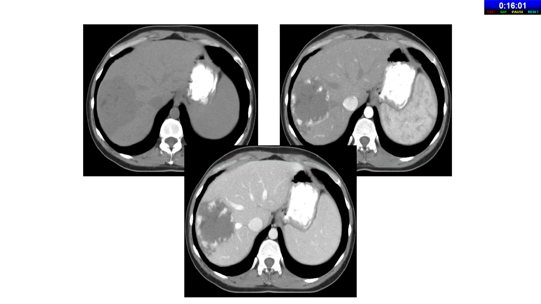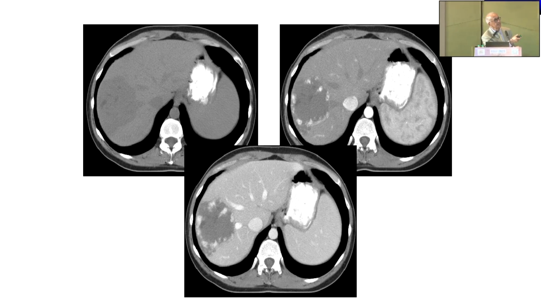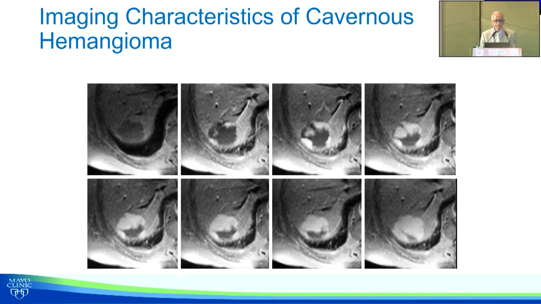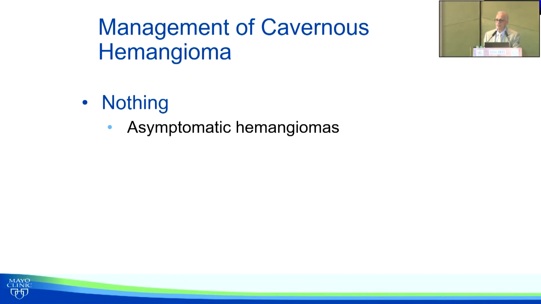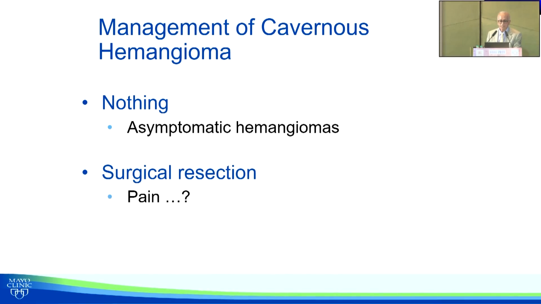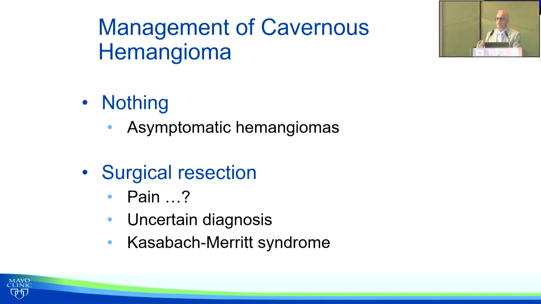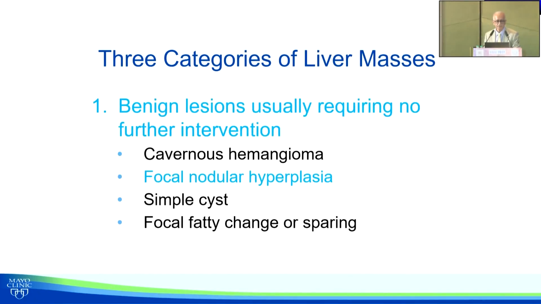So you can see it fills up. See that classic? That is the hemangioma, same density as blood, as the IVC, fills up from the outside. And if you look at the MRI, where you can do many more pictures, you can see how it fills up from the outside. So management, do nothing if they're asymptomatic. Surgical resection for pain, though sometimes it's difficult to know whether it's causing pain or not. If the diagnosis is uncertain, and Kasabach-Merritt syndrome, where they get thrombocytopenia and hemolytic anemia, are not very common, but if that occurs, that's an indication for surgical resection.